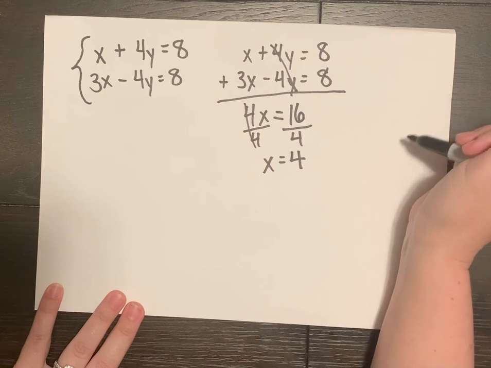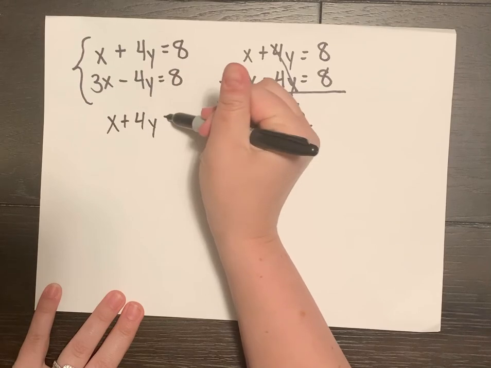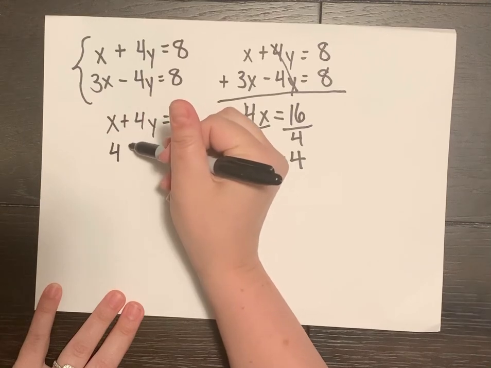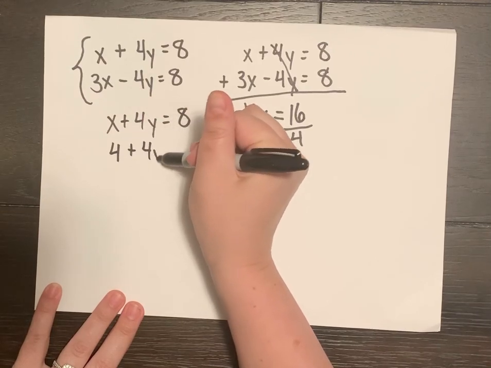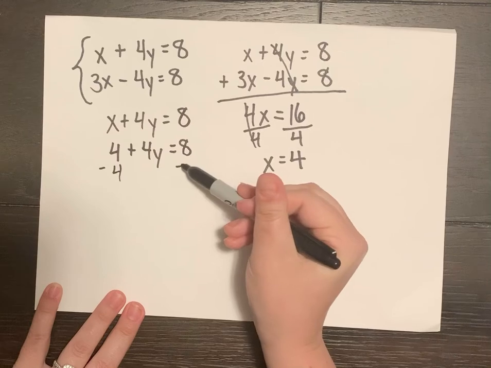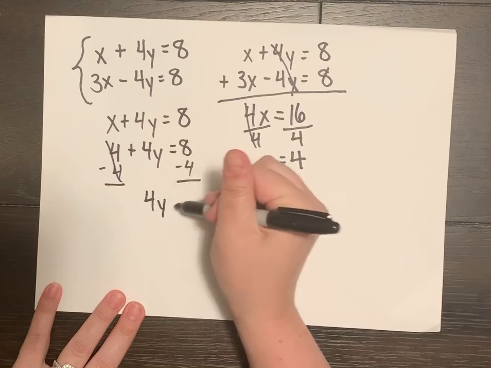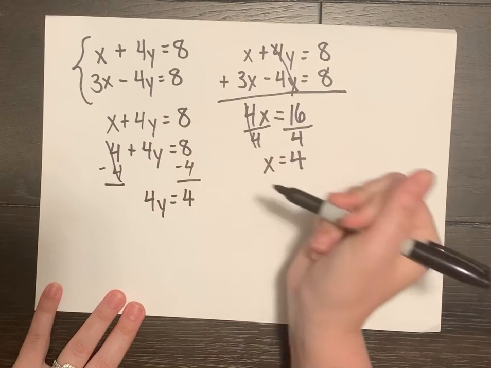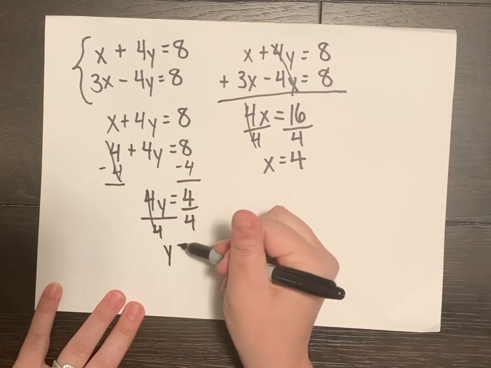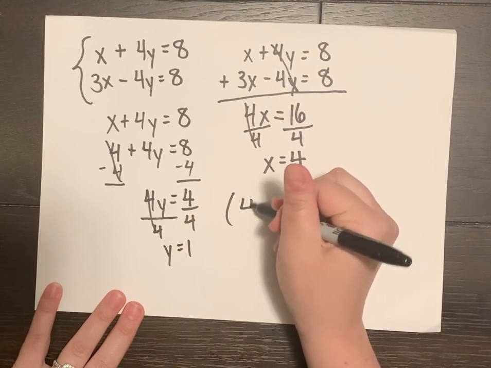So if we think that x equals 4, then we should be able to plug that in and see what y equals. So we could go x plus 4y equals 8. x equals 4, plug it in. We would need to subtract 4 from both sides to eliminate them. We'd have 4y equals 4. Divide 4 on both sides, so y stands alone, and y would give you 1. So the solution for this set would be 4, 1.